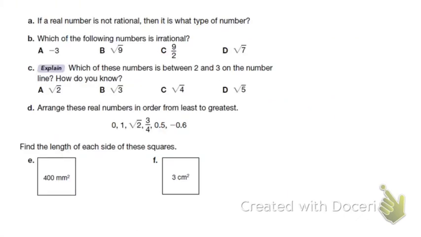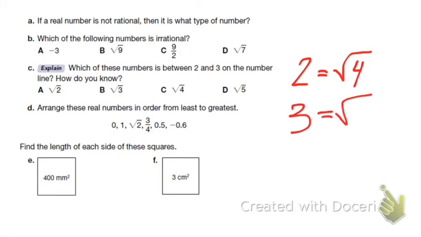Okay, practice set. The two that I want to go over are letter C and letter D. Letter C says which of these numbers is between 2 and 3 on the number line, and how do you know? Okay, so we know that 2 is equal to the square root of 4, and we know that 3 is equal to the square root of 9.